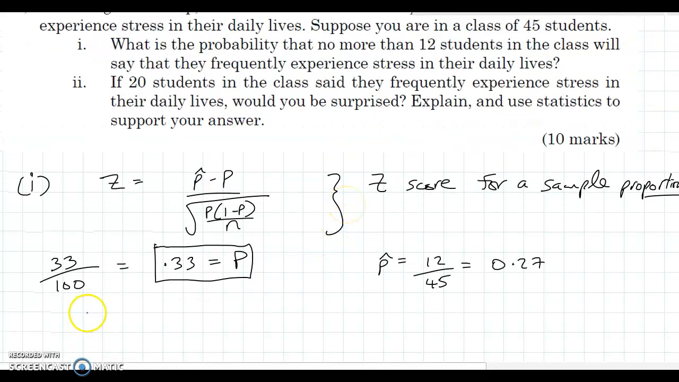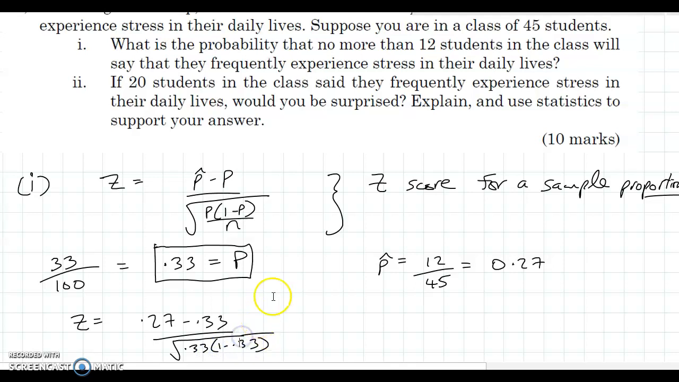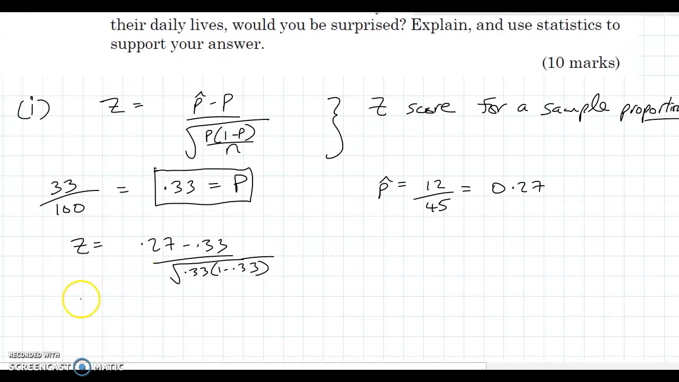Now we need to get a z-score. So z is going to be equal to 0.27 minus 0.33 all over 0.33 times 1 minus 0.33. Right, that's under the square root there. And this bit is also under the square root. N is 45. The sample size is 45. So we're going to run that all into the calculator.